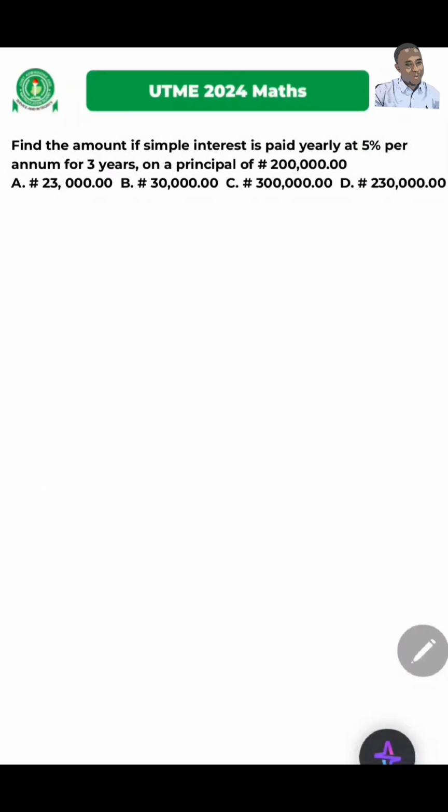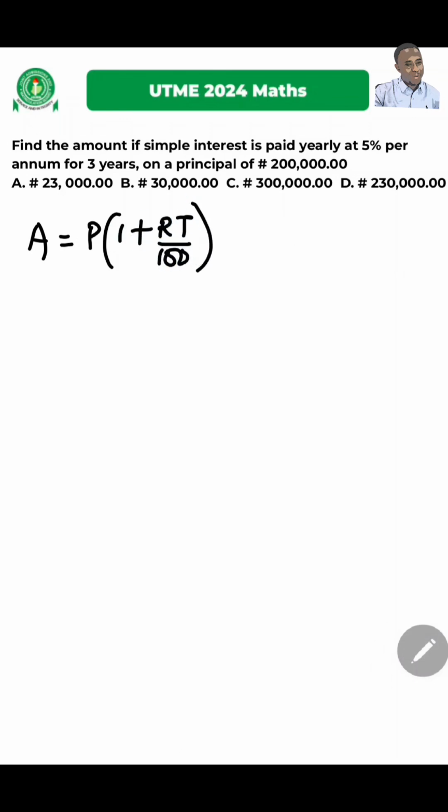Question 2. Find the amount if simple interest is paid yearly at 5% per annum for 3 years on a principal of 200,000 naira. So to get the amount, use the formula amount equals P (1 + RT/100). Remember that interest itself is P times R times T divided by 100. So the amount is going to be equal to 200,000 multiplied by (1 + the rate in this question is 5 and the time is 3 years over 100).